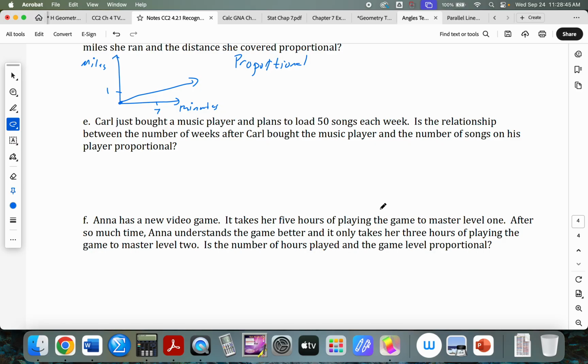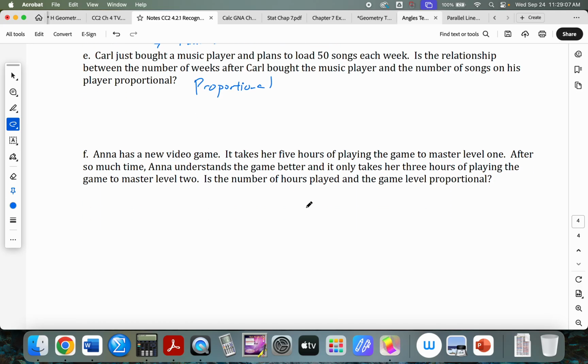All right. So he's getting 50 songs every week. Is that proportional? Yes, this is proportional. Because after 0 weeks, he's got 0 songs. Now let's look at F.